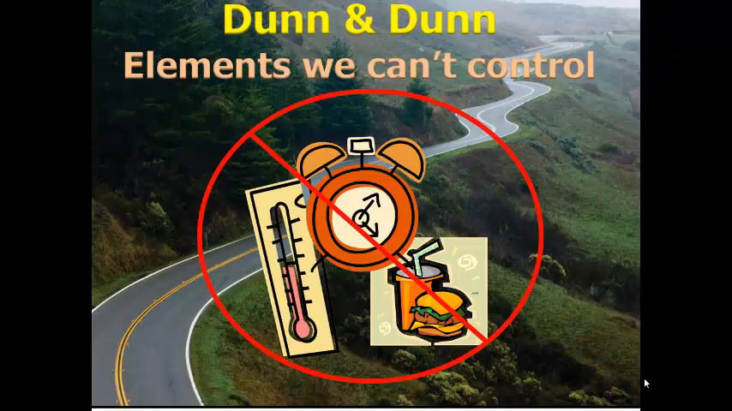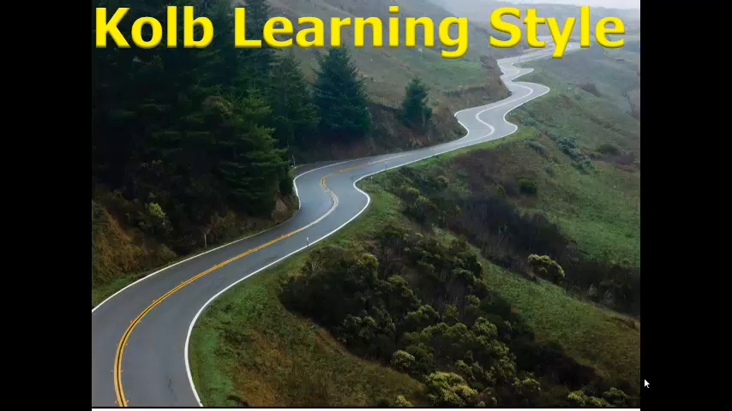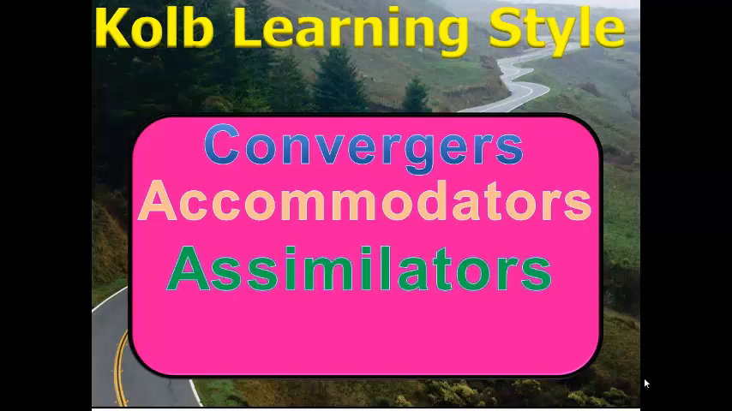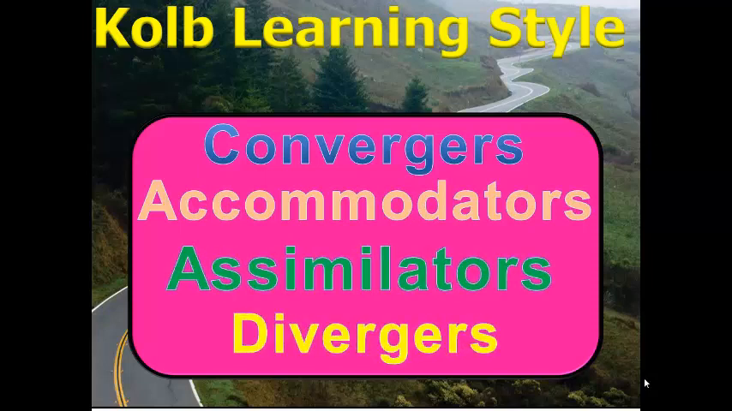Now that we are a little more familiar with the Dunn and Dunn model, let's take a look at the Kolb learning style. The Dunn and Dunn model is more about how these 18 elements affect the way someone learns. As you will see in the Kolb model, it is more about the experiences of the learners rather than the elements. There are 4 types of learners in the Kolb model: convergers, accommodators, assimilators, and divergers.